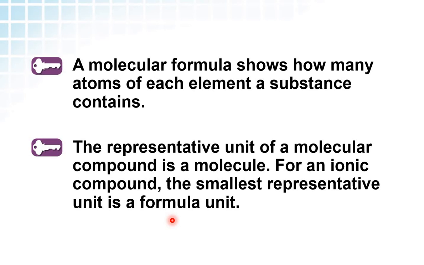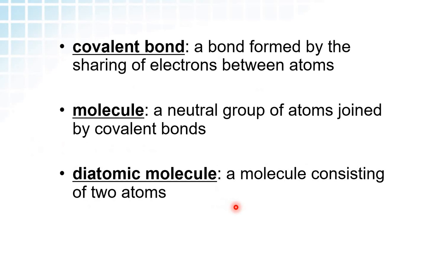At the end of this lesson, we have to remember from the first lesson that a molecular formula shows how many atoms of each element a substance contains. In this lesson, we differentiated between molecular compounds and ionic compounds. We see that the representative unit of a molecular compound is a molecule, and for an ionic compound it is a formula unit. And we also have some definitions you have to write down in your notebook to save.